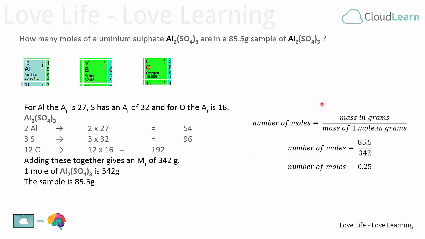Hi, in this video we're going to be looking at how to calculate the number of moles of a substance that you have when you are given the mass, and in this case we are given the mass of aluminium sulfate as being 85.5 grams. Now what we need to do is find out how many moles that actually represents.